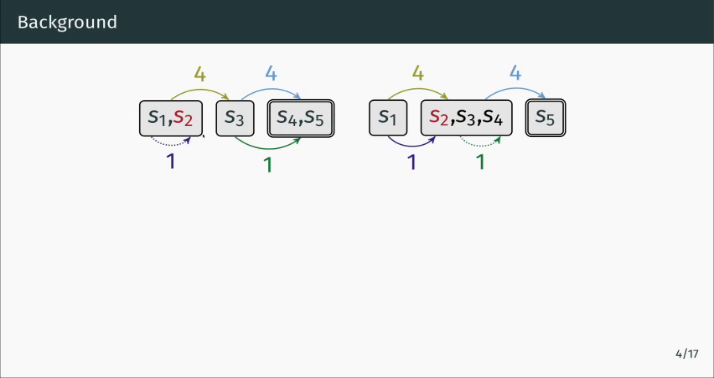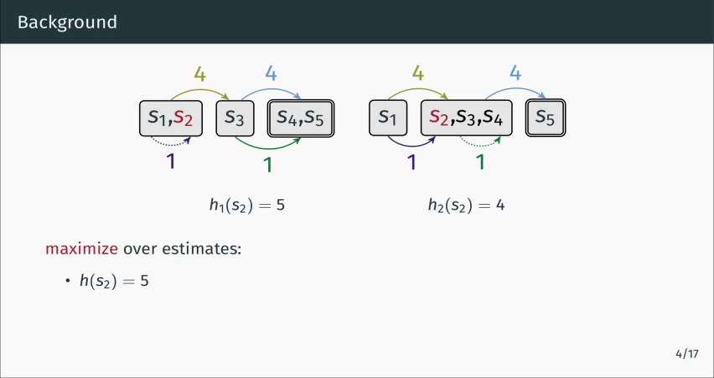If we have these two abstractions and we want to find out the goal distance of the concrete state S2, we can find out which abstract state it belongs to, and then compute the abstract goal distance from this state to the nearest goal, which is 4 plus 1 in this example. If we do this for both abstractions, we get an estimate of 5 here and an estimate of 4 here. To obtain a combined estimate, we can maximize over them. But this only selects for each state the heuristic that is more informative for this state.